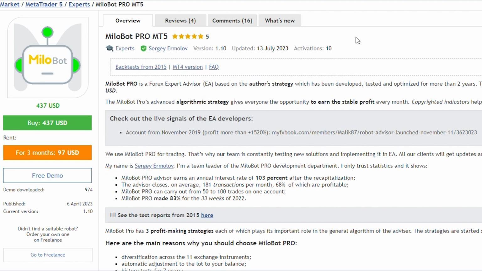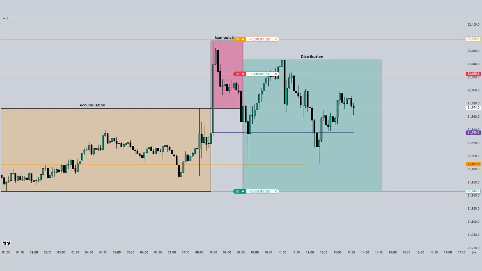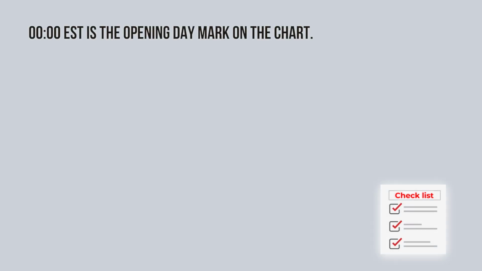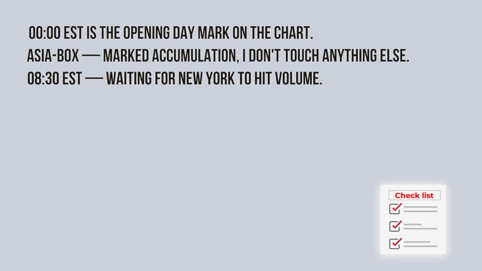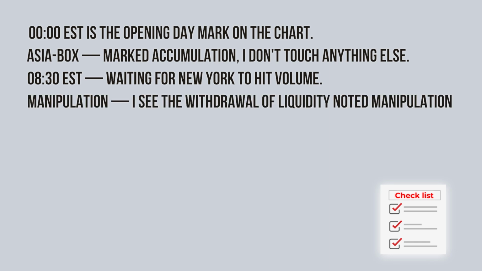And now, everything you need to trade Po3 Plus on your own. My checklist, which I keep in front of me every day. Put it next to the chart and follow the plan without guesswork. 0 o'clock ST, mark the opening of the day on the chart. Asia box, mark accumulation, don't touch anything else. 8:30 ST, wait for New York to hit with volume. Manipulation, see liquidity grab, mark manipulation.